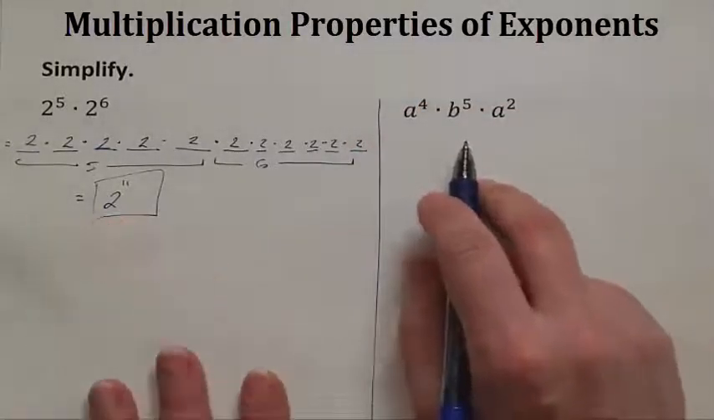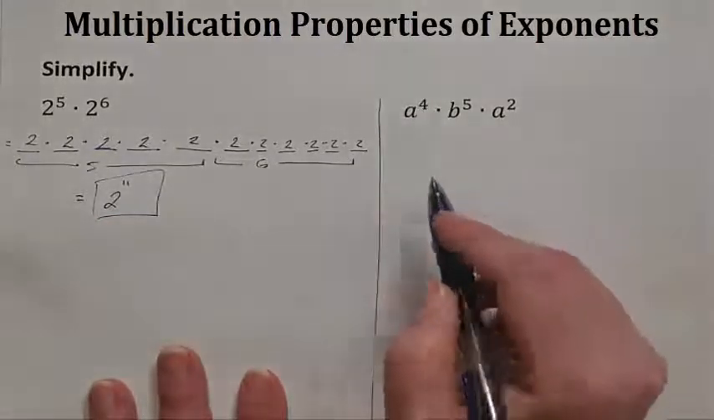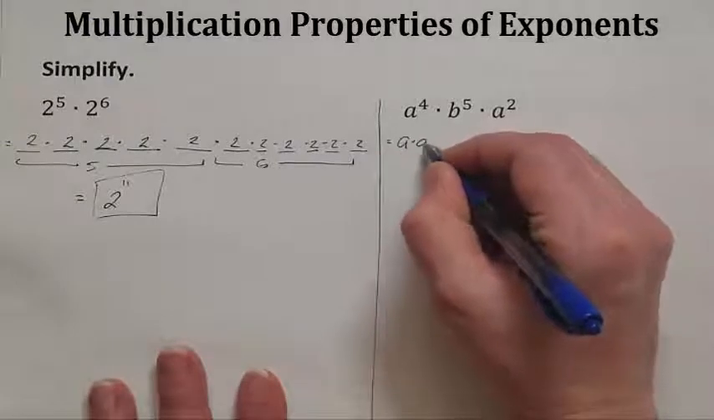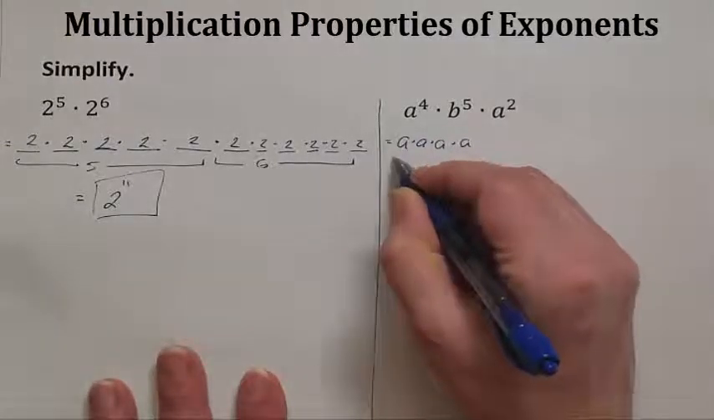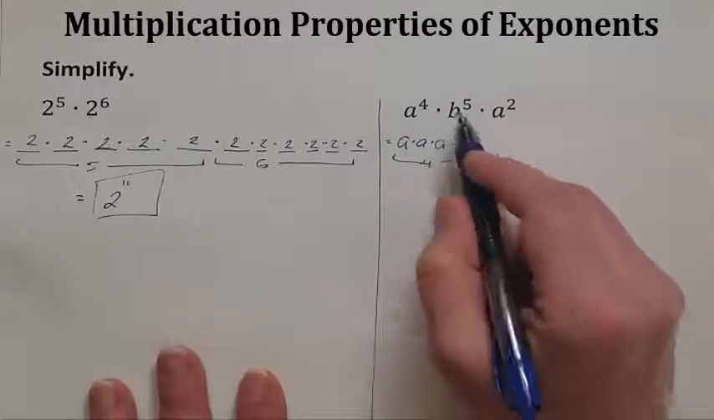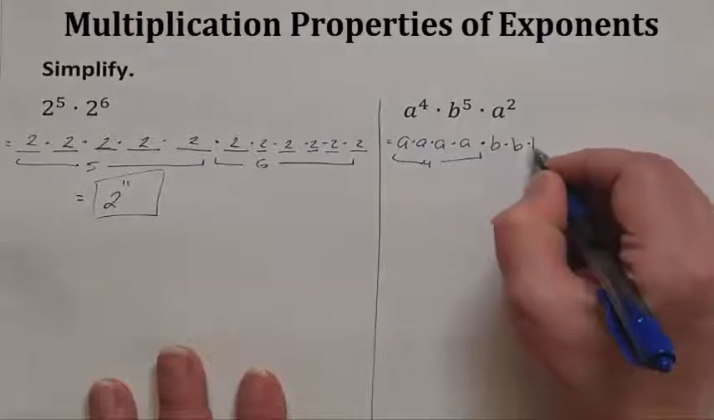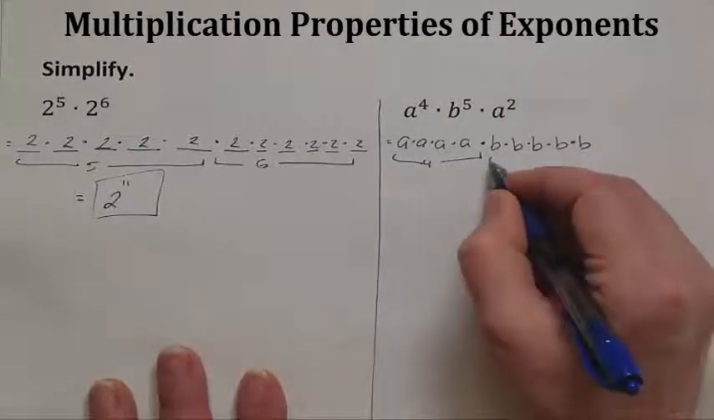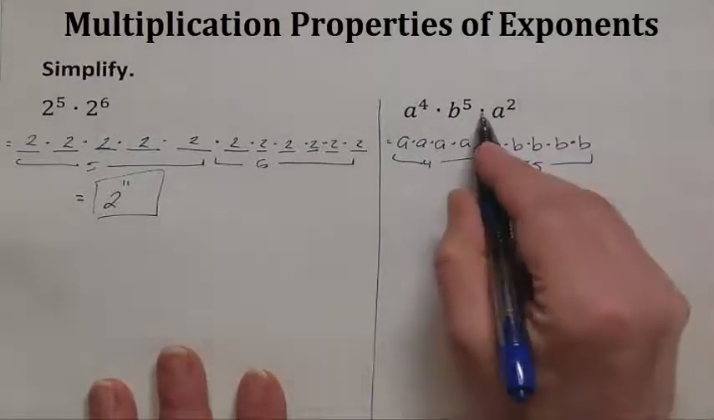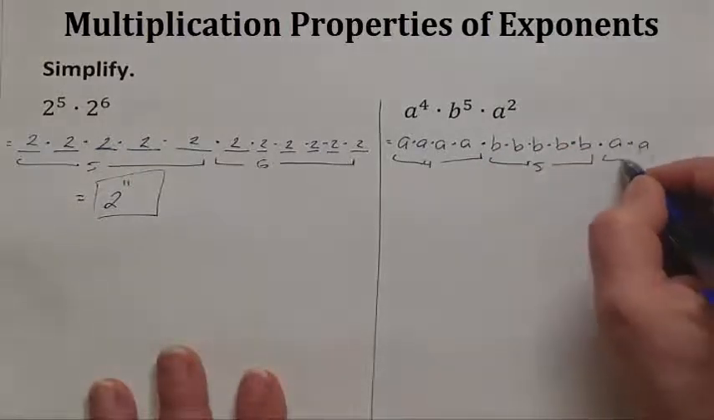So let's do this problem. A to the 4th power meant that I had A multiplied together 4 times. So I had 1, 2, 3, 4. There are my 4 A's, and then it's multiplied by B to the 5th, which meant I had 5 B's. 1, 2, 3, 4, 5. So there are my 5 B's. And that's then multiplied by A to the 2nd, which meant I had 2 A's.